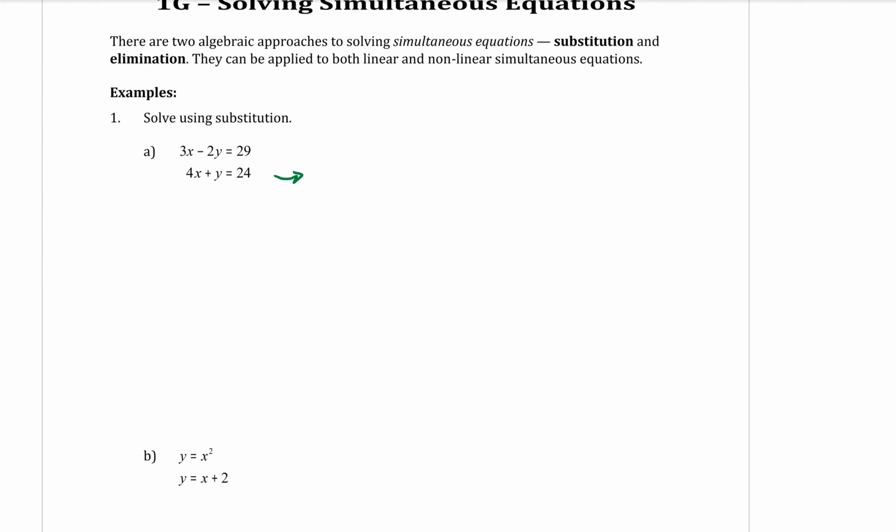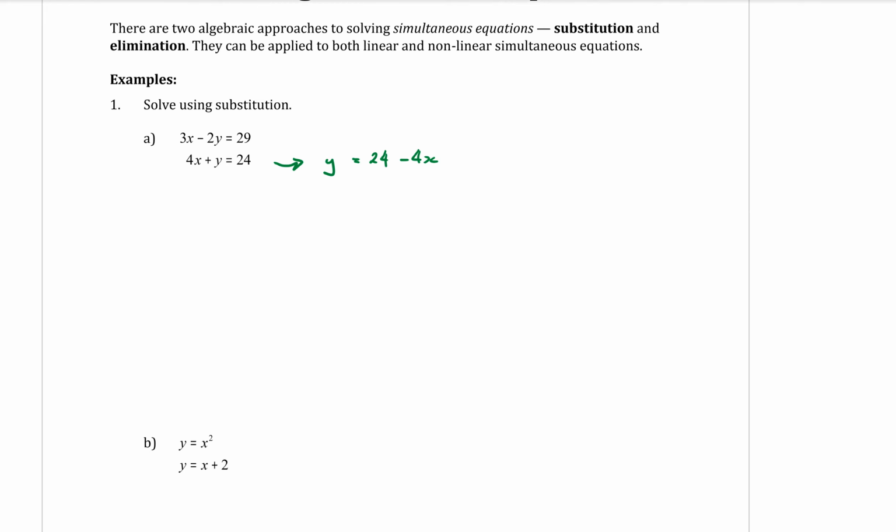Okay, so anyway, we're starting with this equation, and we're going to get the y by itself, and that will mean I need to move the 4x across to the other side. So I'm going to subtract that 4x away so that the y is by itself. Now, we like to label our equations. The first one, the top one, is going to be equation 1. This equation that I've just rearranged is going to be equation 2.